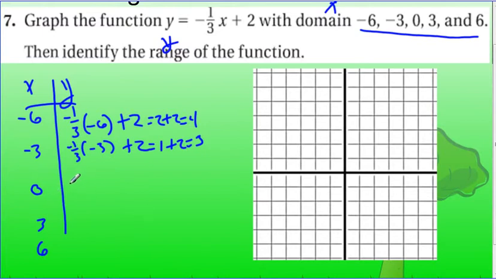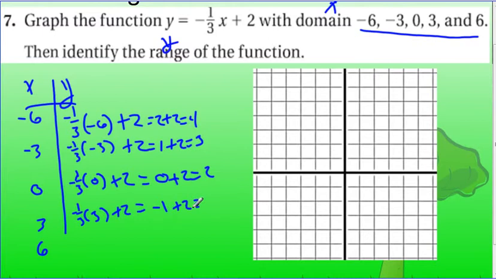If I take negative 1/3 times 0 plus 2, that is just 0. Anything times 0 is 0, so 0 plus 2 is 2. Negative 1/3 times 3 plus 2: negative 1/3 times 3 is going to be a negative 1. We add 2 to that, we're going to get 1. And negative 1/3 times 6 plus 2: negative 1/3 times 6 is a negative 2, and we add 2, we get 0.